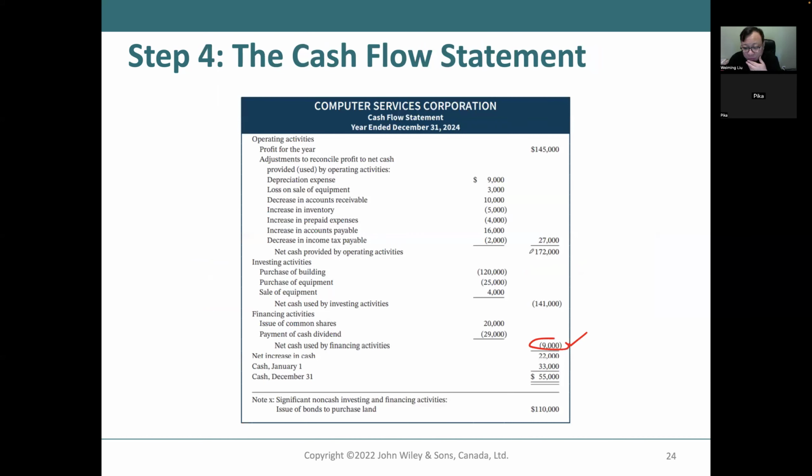From operating, you have a positive 172,000. From investing, you have a negative 141,000. From financing, you have a negative 9,000. In total, you have a 22,000 plus. Your opening is 33,000, so your ending should be 55,000. Does this make sense, Pika?